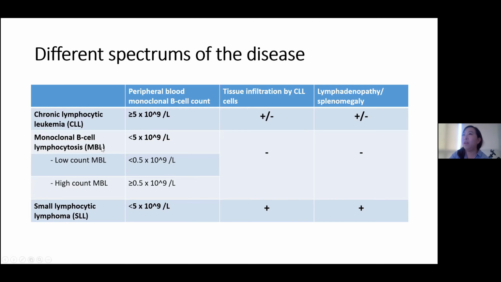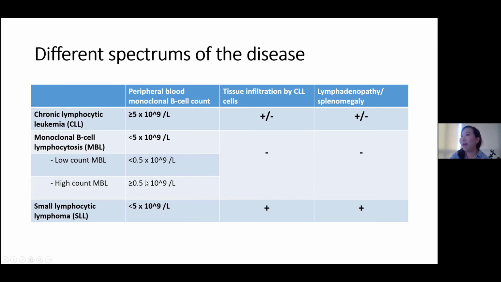And in more recent updates of WHO, MBL is actually divided into low count versus high count. So low count MBL is less than 0.5, and high count MBL is more than 0.5, so between 0.5 to 5. And it's thought that the low count MBL has even lower risk of progression into CLL than high count MBL. So this patient can actually be followed less frequently than patients with high count MBL.